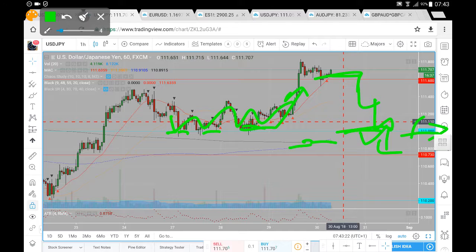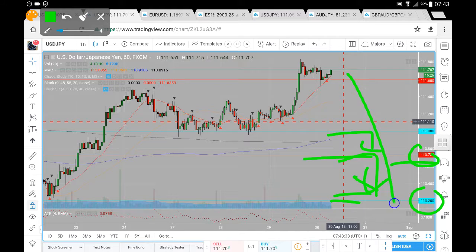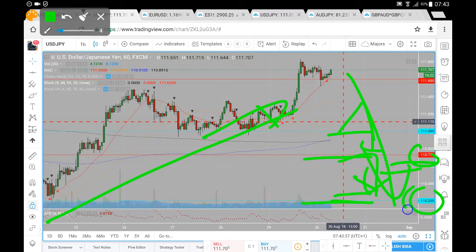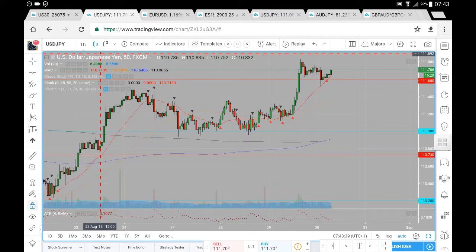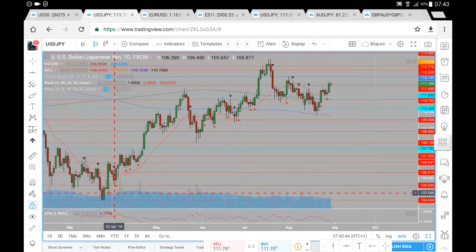But if we do fail to find support there, the very next horizontal level of note is a move, of course, down towards 1073. And if there is sufficient volatility in the coming days or so, we may even see a move down towards 1020. If we do see a complete reversal of this previous move to the upside, we're looking for a move back down towards that 1020 here on the US dollar Japanese yen.